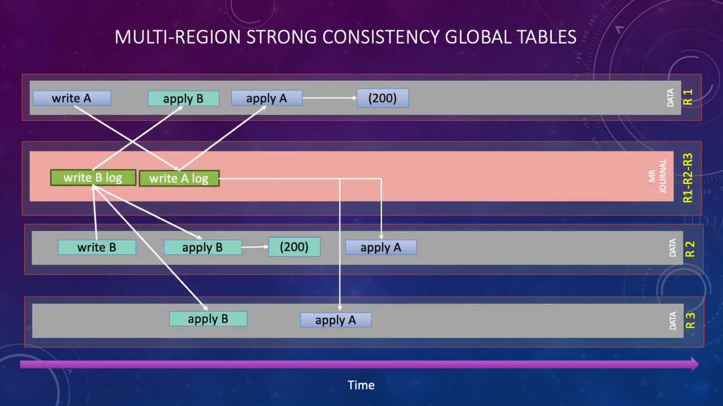Now, if you have writes happening to the same item in two different regions, the writes would be applied in the order the multi-region journal serializes them to the log. So if there's a write B in region R2 and a write A in region R1, they both would try to append it to the multi-region journal. Write B gets appended before write A. The listeners in all the regions would listen to the write B log. They would write the first update to the item, and then they would apply the second update, which is the write A.